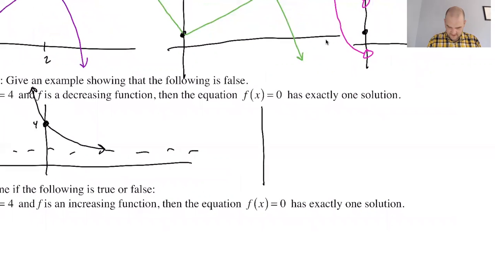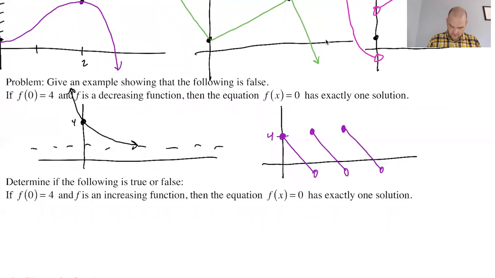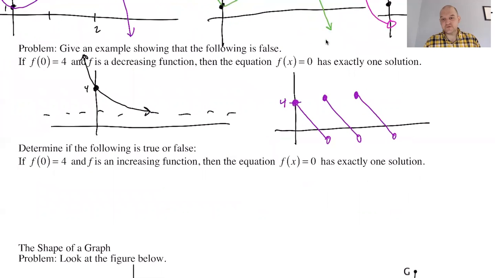The weirder thing that I was considering was doing something like this, like here, and then, you know, like this, go open circle, go like this, go open circle, right? This function's decreasing. F of 0 is 4, assuming we label this as 4, and it has multiple solutions. So this is weird, like don't assume continuity, right?